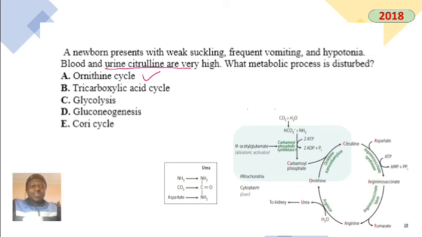Next question. This question was just asking you to remember that citrulline is a component of the cycle called the ornithine cycle, for urea synthesis, or we can say detoxification of ammonia.